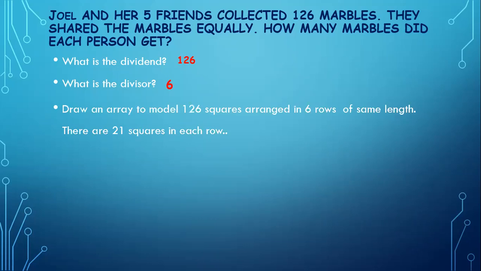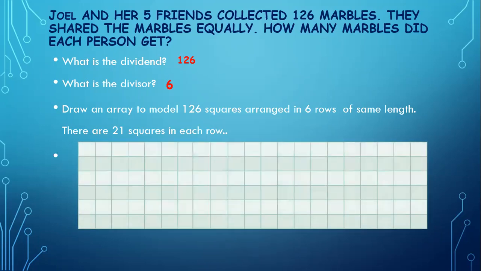So first, it's a big number, so you can even use an array to solve this problem. How will you use an array? You will draw 6 rows, and you will draw till 126 squares are covered equally. So there are 21 squares in each row, and there are 6 rows. See, now this is the array. There are 21 squares in each row, and there are 6 rows.